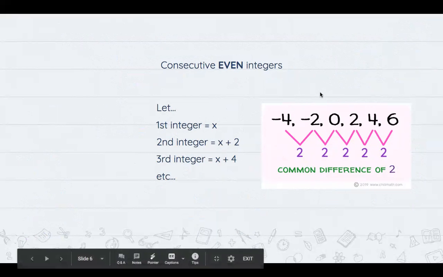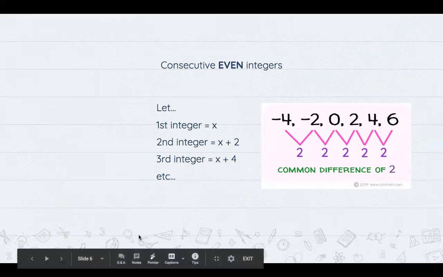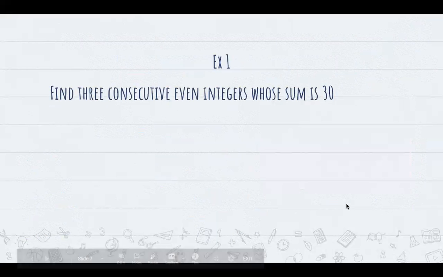Okay, so now that Caitlin has gone over consecutive odd integers, now we're moving on to even integers. So it's similar. The first integer is x, the second integer is x plus 2, the third integer x plus 4, etc. So you can see the pattern is x plus a number that increases by 2 each time. So let's move on to a practice question. Find 3 consecutive even integers whose sum is 30.